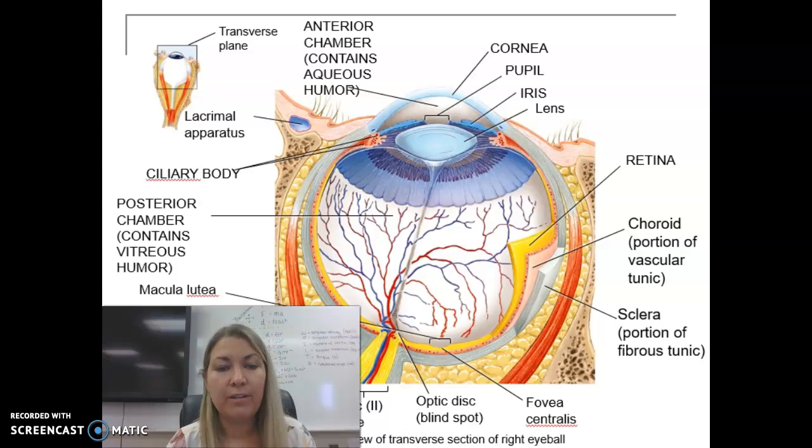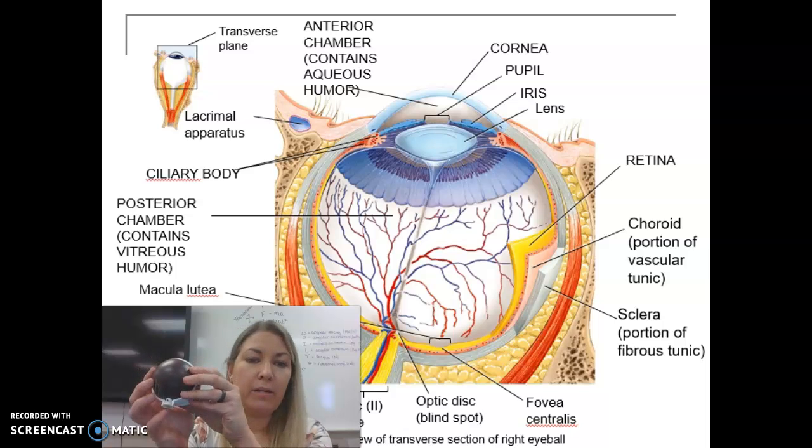Just a quick reminder of last time that we talked about the structure of the eye. You guys completed the eye dissection as well, and the human eye is very, very similar to the structures that you saw on the cow eye. I have my little mini eye model here to show you also.